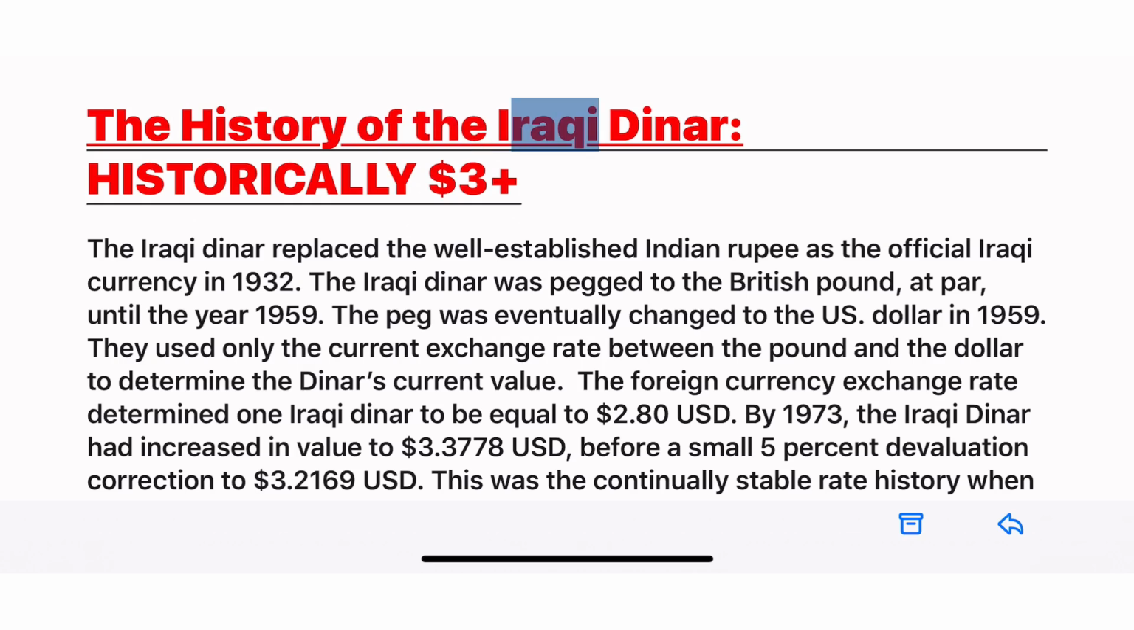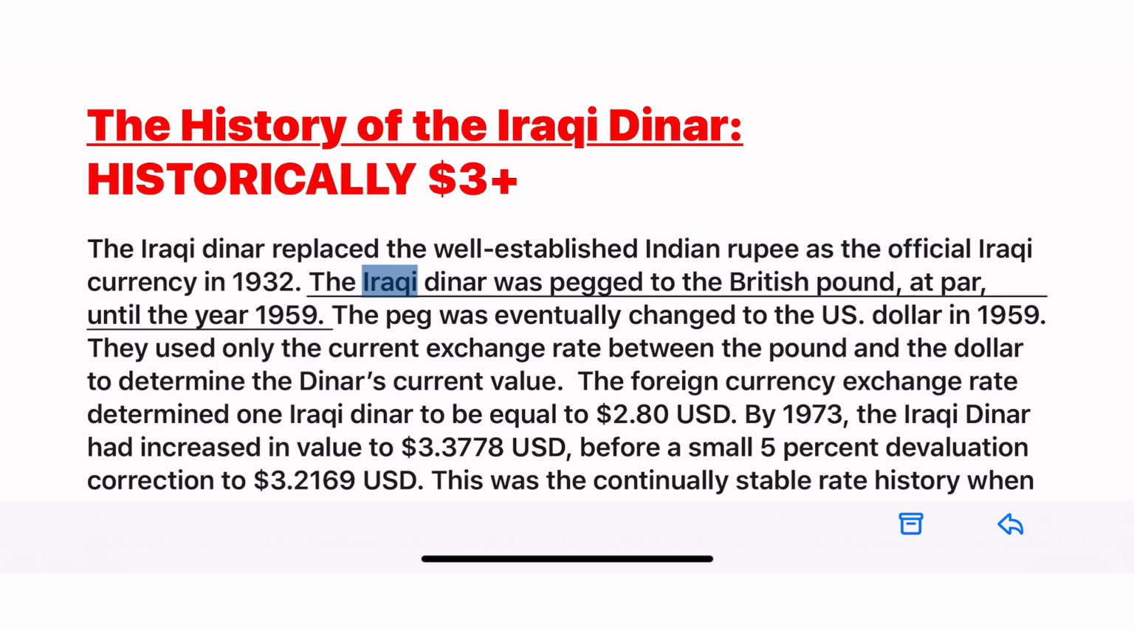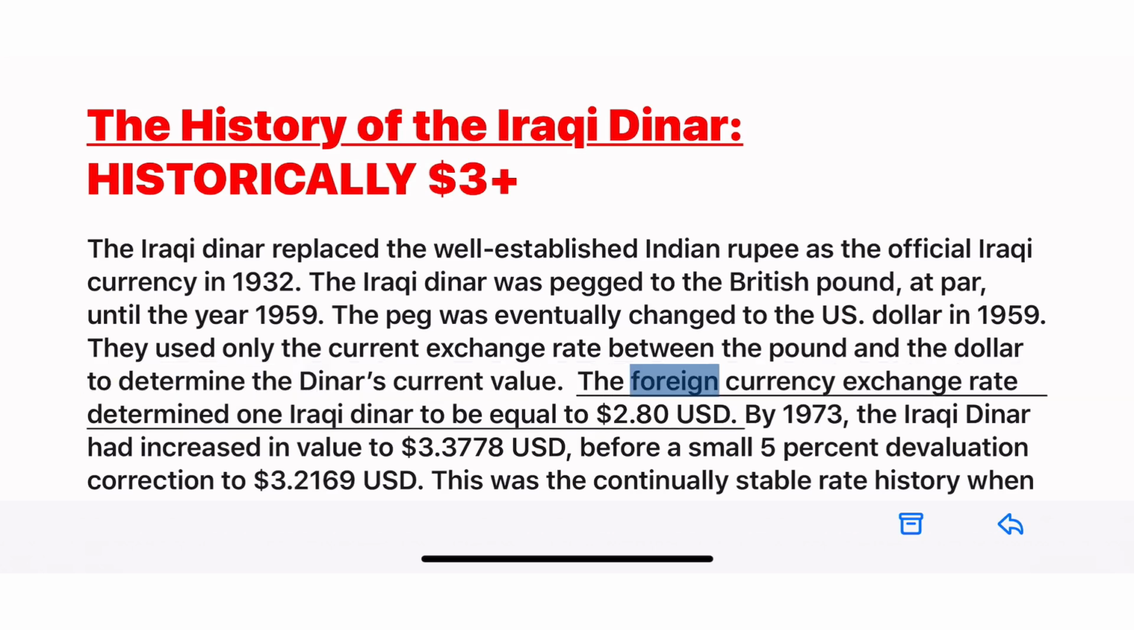The history of the Iraqi dinar, historically $3 plus. The Iraqi dinar replaced the well-established Indian rupee as the official Iraqi currency in 1932. The Iraqi dinar was pegged to the British pound, at par, until the year 1959. The peg was eventually changed to the US dollar in 1959. They used only the current exchange rate between the pound and the dollar to determine the dinar's current value. The foreign currency exchange rate determined one Iraqi dinar to be equal to $2.80.